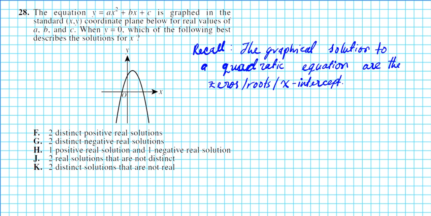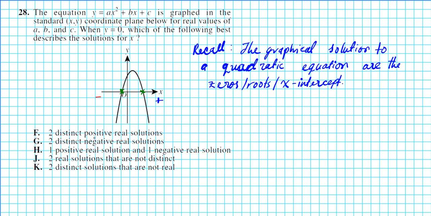Now, if you take a look at this graph, on the right side, this is the positive x, this is 0, and this is your negative x right here. So can you see where the solutions are? You have one solution here, and you have another solution here. One is to the left of the y-axis, and one solution is to the right. So what does that tell us? It tells us that we have two real solutions. Okay, as long as they are intercepts, then you're guaranteed to have two real solutions.